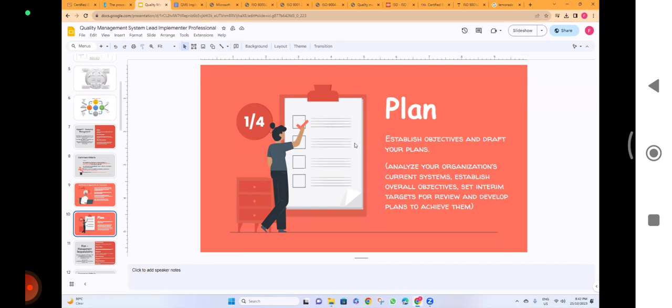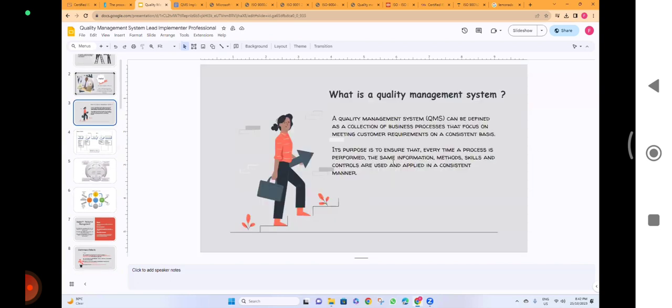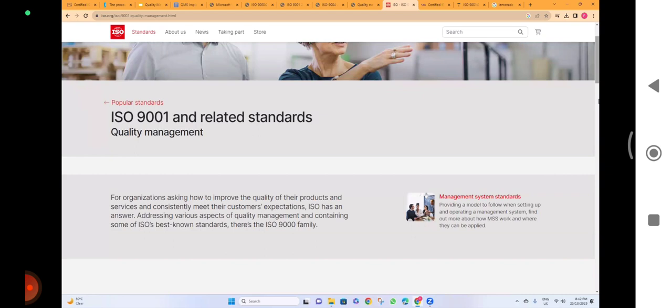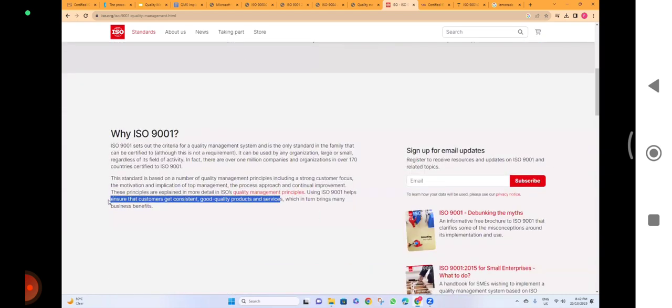So I'm going to show you now how to formalize these quality management activities in 4 steps. And remember, what you're trying to do at the end of the day, as quality in your organization, is ensure that the customers get consistent and good quality products and services.